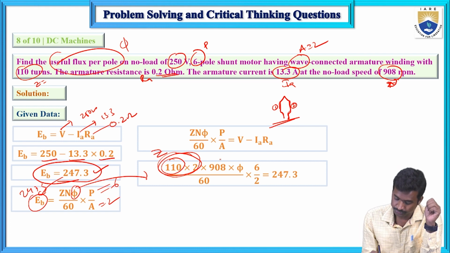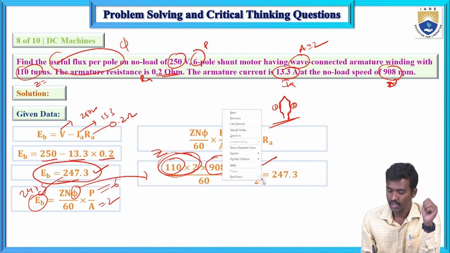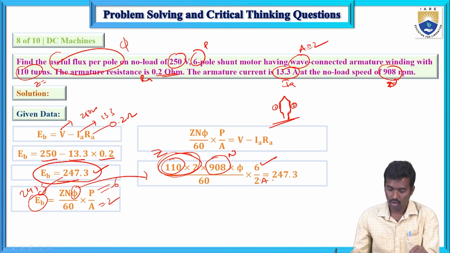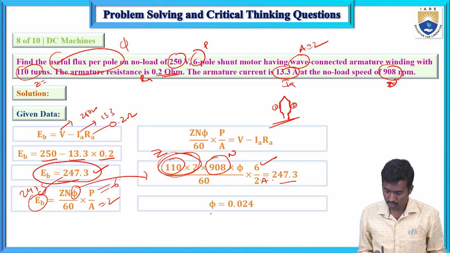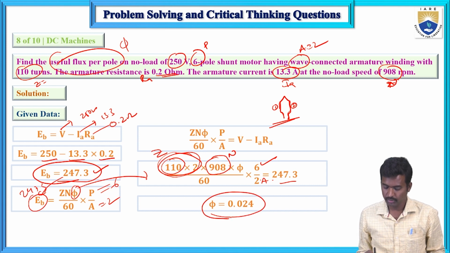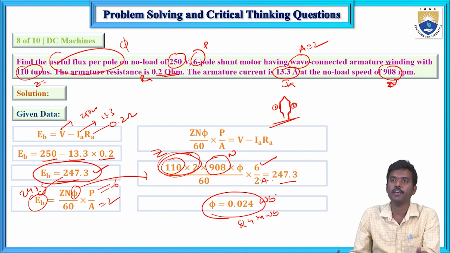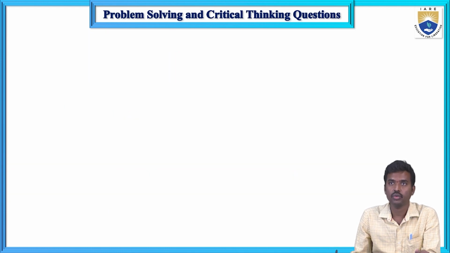And next, this is the speed, poles equals 6, and A equals 2 for wave winding. Now the final value: 247 is the voltage. The flux per pole is 24 milliwebers, that means phi equals 0.024 weber.